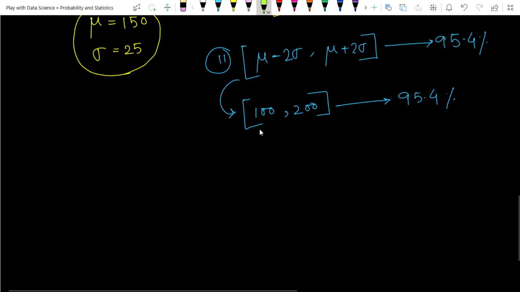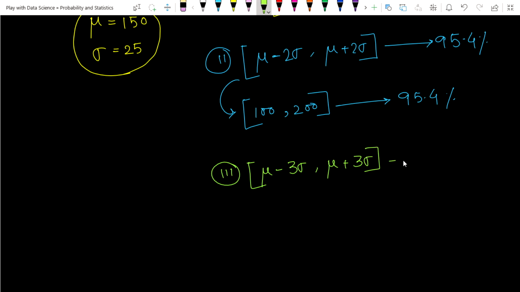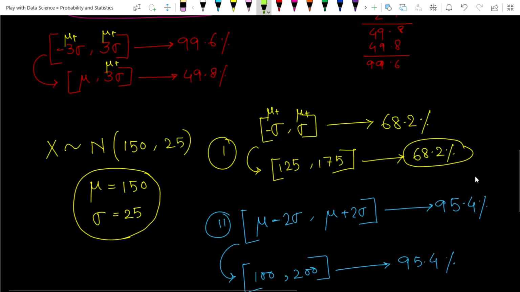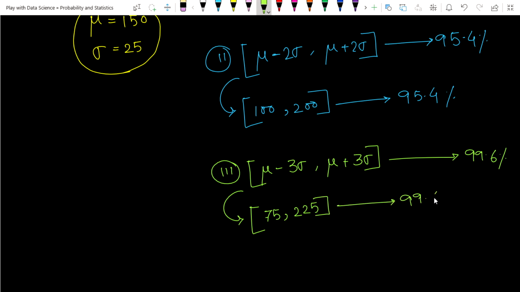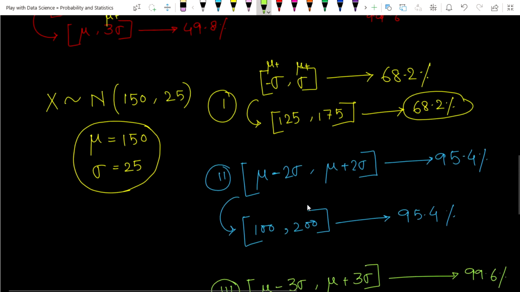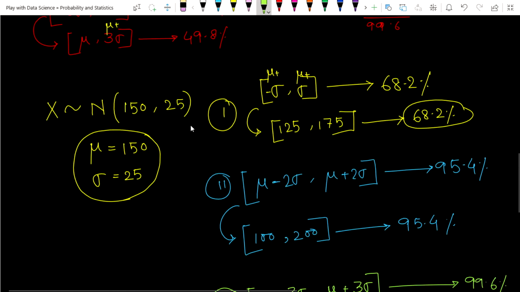And the third observation we can conclude is that from mu minus 3 sigma to mu plus 3 sigma we have 99.6%. This means the range 150 minus 75 to 150 plus 75, which is 75 to 225. So 99.6% of human heights lie between 75 centimeters and 225 centimeters. I am just taking this example; the distribution will not be similar on every data set. I am taking this example just for understanding purposes.